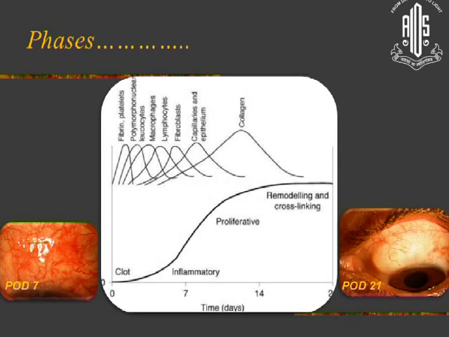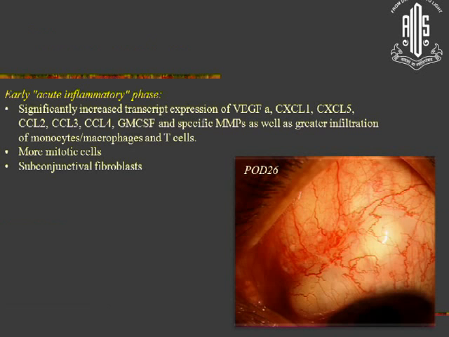Then we have the proliferative phase, where capillaries and epithelium are setting in, and that is followed by the remodeling and cross-linking phase, which can go on to years. So the early acute inflammatory phase has significantly increased transcript expression of various factors, most importantly the VEGF. There are more mitotic cells and subconjunctival fibroblasts.